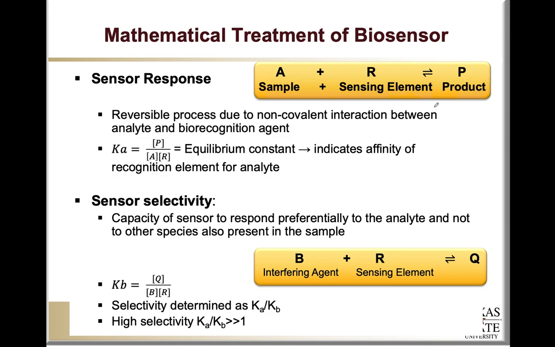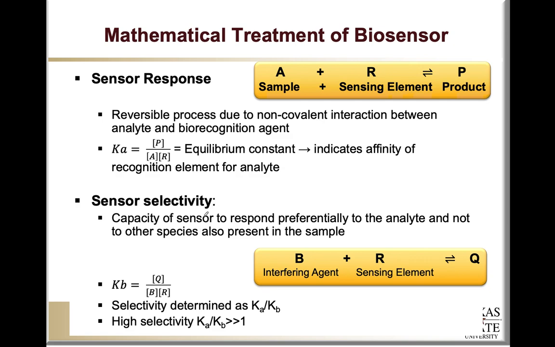The product could be thought of as a complex, basically. Because it is an equilibrium process, we have an equilibrium constant, Ka, which is the concentration of the products divided by the concentration of the starting analyte and the starting receptor. And that Ka provides information about the affinity of that recognition element toward our analyte. The higher the Ka, the higher the ability of those two to come together, and the higher the response of the sensor. All right, from here we go to sensor selectivity.